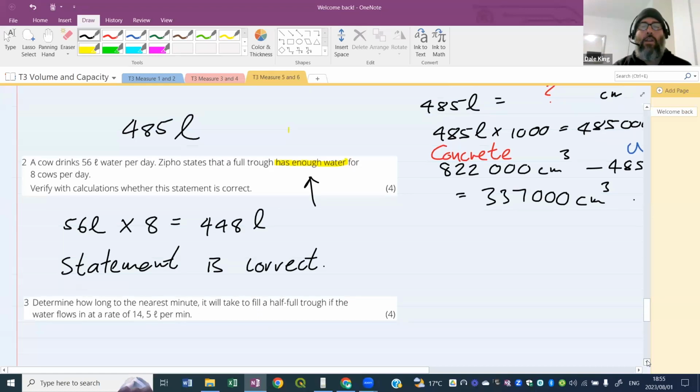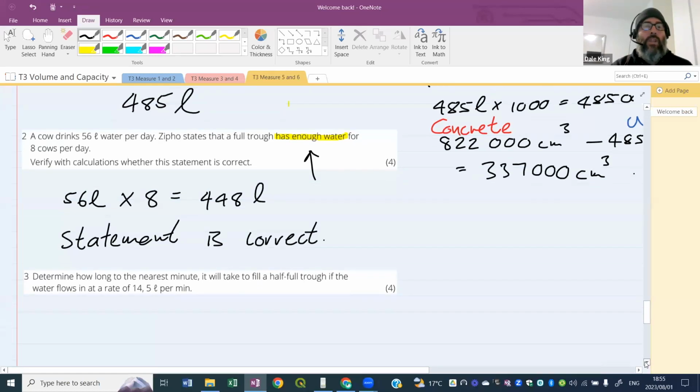Okay. Question 3. Determine how long, to the nearest minute, it will take to fill a half full trough if the water flows in at a rate of 14.5 liters per minute. All right, I'll give you a couple of minutes to try this one. How long to the nearest minute for a half full trough if you're filling at 14.5 liters per minute?